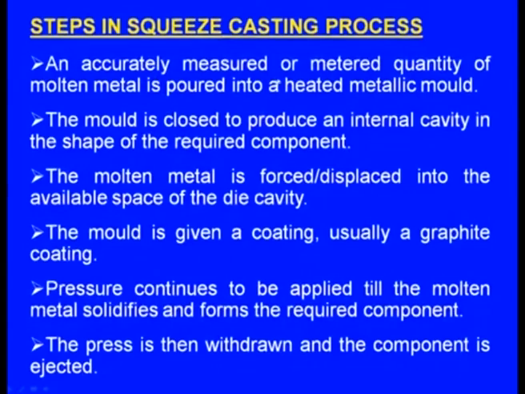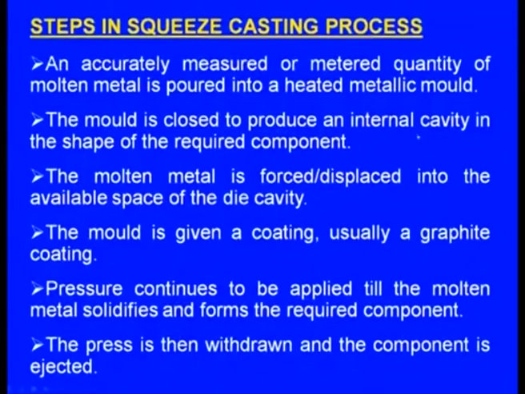An accurately measured or metered quantity of molten metal is poured into a heated metallic mold. Here a metallic mold is used similar to die casting, but there is a difference. The mold is closed to produce an internal cavity in the shape of the required component. The molten metal is displaced into the available space of the die cavity.